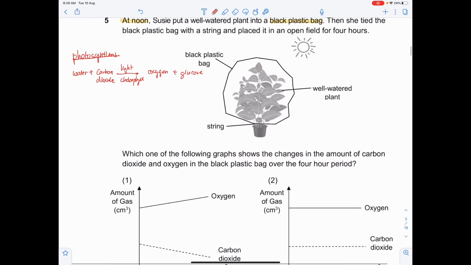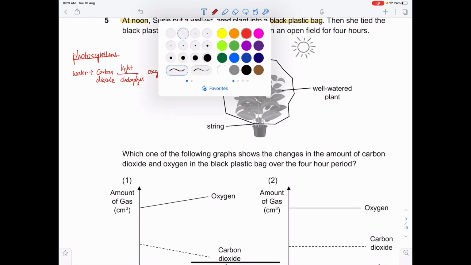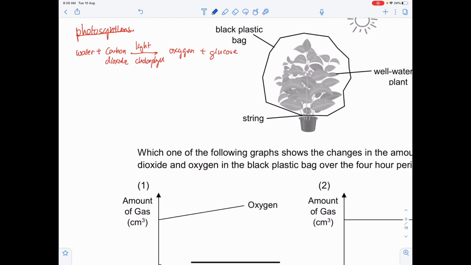Now, remember I said that there were 2 equations you're supposed to write. The second equation that you need to write would actually be respiration. In respiration, you have your glucose, which is your sugar, together with oxygen. This is broken down to then release energy and carbon dioxide.